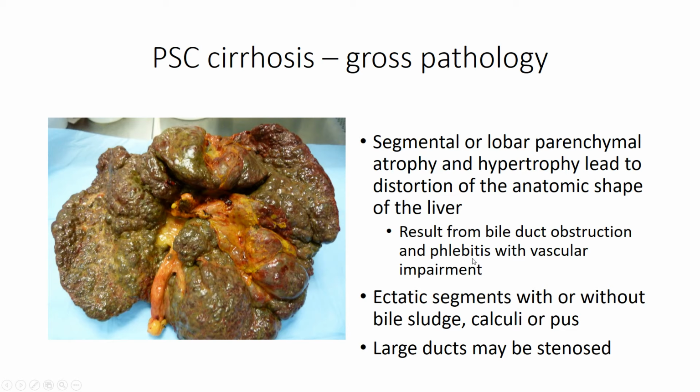So with phlebitis, you can have vascular compromise, leading to hypertrophy in those areas that are well perfused and atrophy in the areas where there's less blood supply. Hence we have the caudate lobe here being abnormally enlarged, and here you see a cirrhotic liver, with some nodules that are much bigger and some nodules that are smaller.